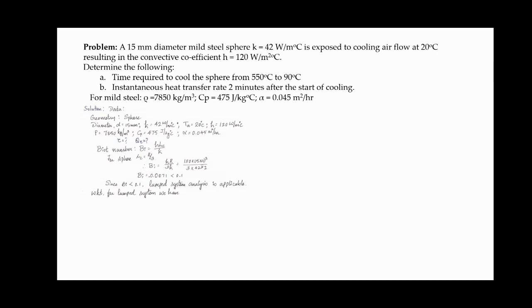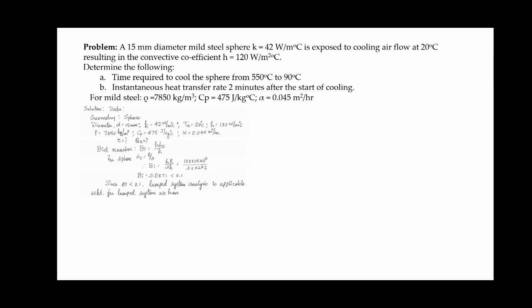First, let us list out the data. The geometry is sphere, diameter d equals 15 millimeter, K 42 watt per meter degree Celsius, surrounding fluid temperature Ta is 20 degrees Celsius, convective heat transfer coefficient H equals 120 watt per meter square degree Celsius, then density rho equals 7850 kg per meter cube, Cp equals 475 joule per kg Kelvin, and alpha equals 0.045 meter square per hour. We need to find out the time required to cool the sphere from 550 degrees Celsius to 90 degrees Celsius and the instantaneous heat transfer rate 2 minutes after the start of cooling.